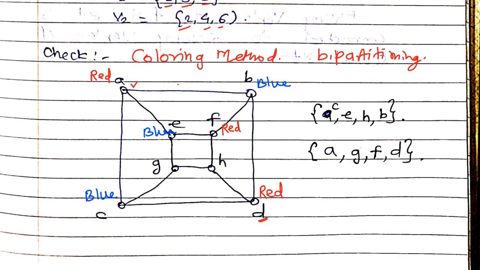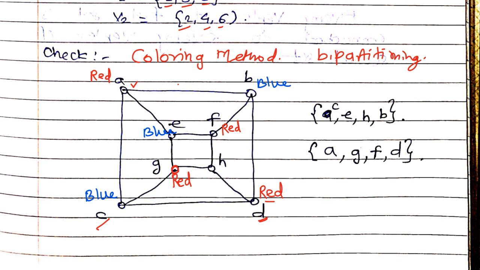Okay, so this D is having a red color. So we have traced all these vertices, all these neighbors of B. Next, we will take the example of this C. Vertex C is having blue color, so all the neighbors of vertex C should be having red color. So G is the neighbor of C, so it should have red color, right? So G is red, right?